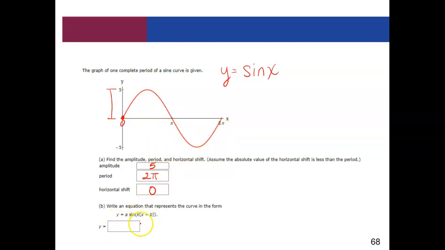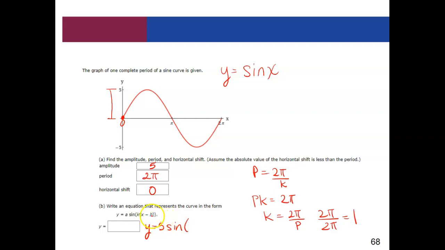So if I put this all together and write my equation, I'm going to put my amplitude, and then I'm going to have sine. To find the k, we know that the period is 2 pi over k. So if I solve this equation, just cross multiply, then k is 2 pi over the period. The period here was 2 pi, so that's 2 pi over 2 pi, or just 1. So k is going to be 1 in this case, and I have no horizontal shift, so my equation is just y equals 5 sine of x.